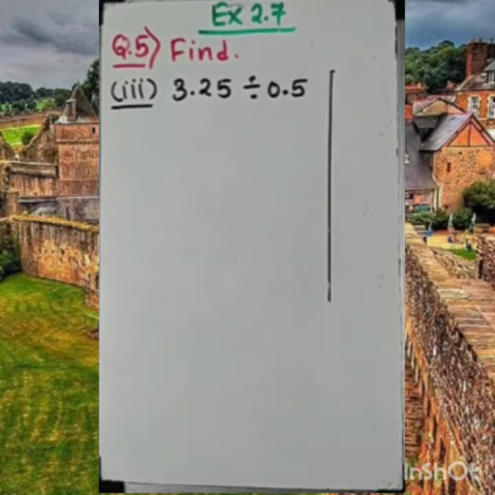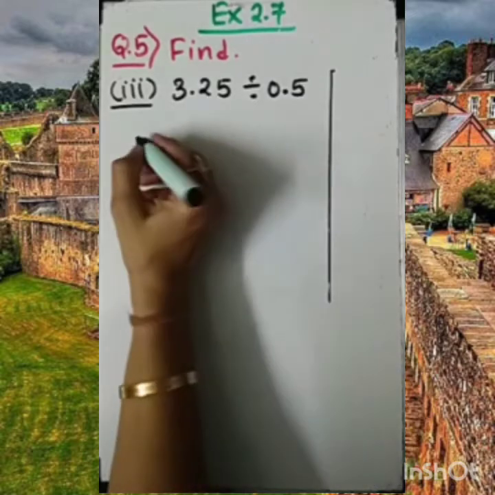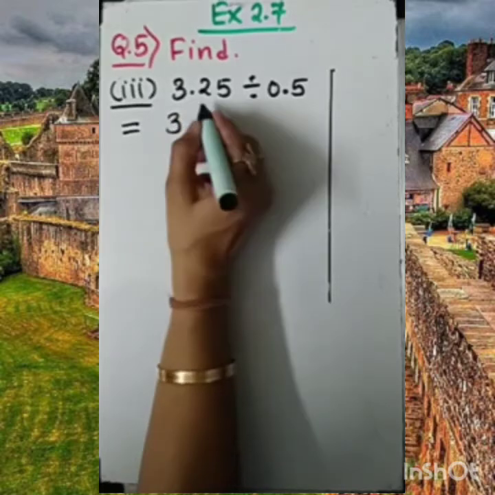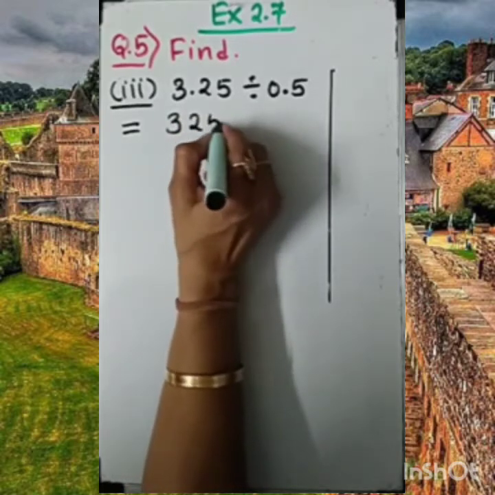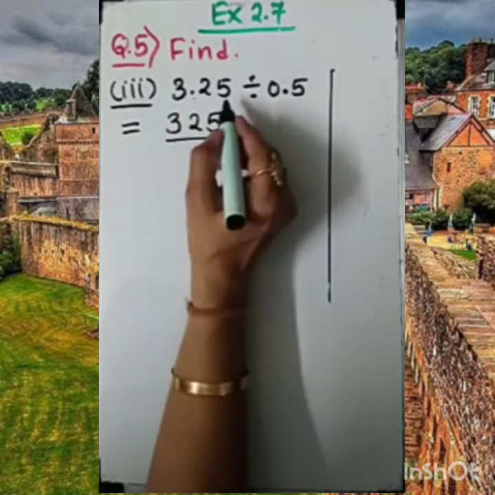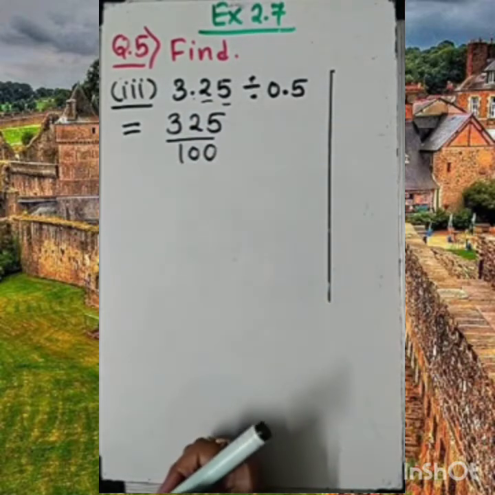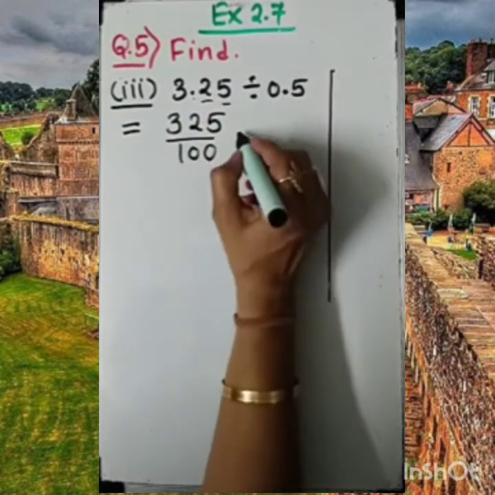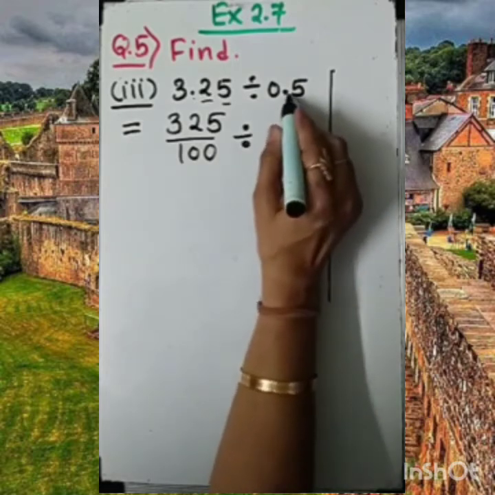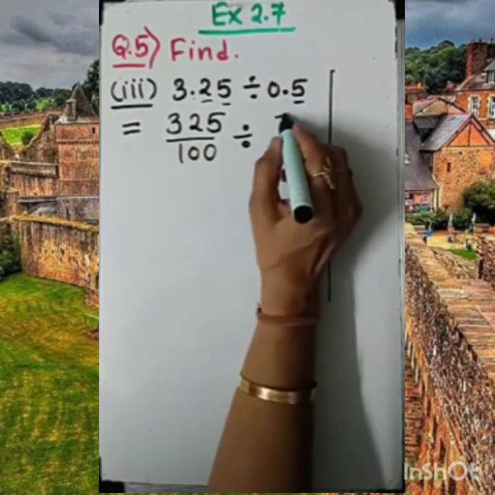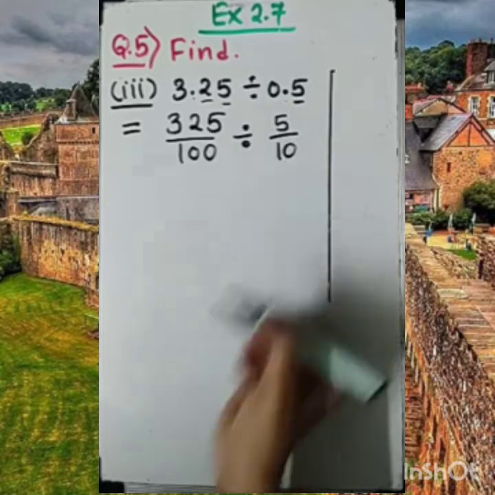Third one is on your screen, dear student. 3.25 divided by 0.5. Okay, so what do we have to do? Just see 3.25. If I remove this decimal, then there are 2 digits after it, so it will be 325 by 100, as I am shifting 2 digits. Now divide it here. After the decimal there is 1 digit, so I need to write 5 by 10.